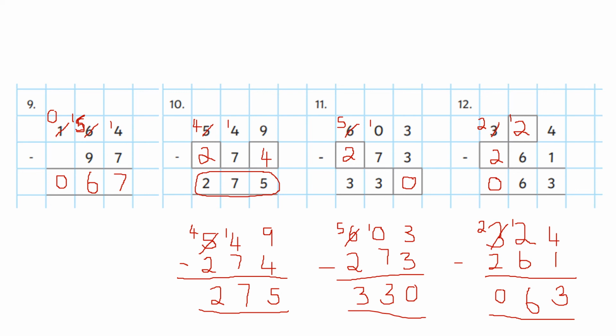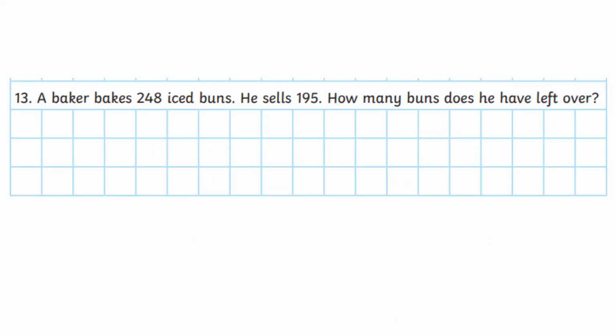Okay? Okay, so we've got a word problem on this one. A baker bakes 248 ice buns. He sells 195. How many buns does he have left over? So straightforward subtraction here. So the total that he started with, take away the amount that he sells, and how many does he have left. So if you pause the video, and then we'll go through the answer. Off you go.